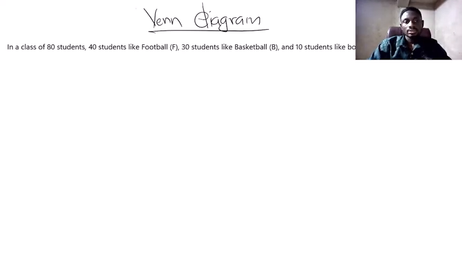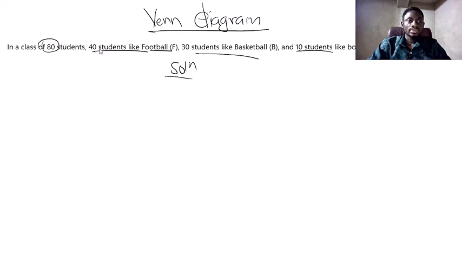In today's tutorial, we are looking at two set problems using Venn diagrams. Now, in this question, 80 students were surveyed on whether they like football or basketball or both. It was observed that 40 students like football, 30 students like basketball, and 10 students like both football and basketball. Now, let's analyze this question carefully.